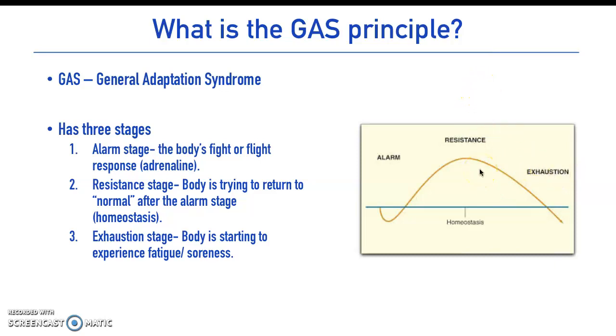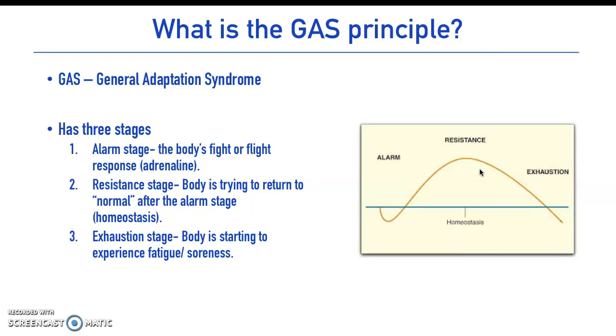Then from there, we go to our resistance phase, where the body is just trying to return to normal after the alarm phase, which is called homeostasis. Then we've got the exhaustion phase, or the exhaustion stage, where the body is starting to experience a lot of fatigue and a lot of exhaustion.